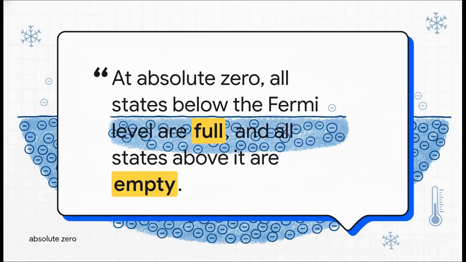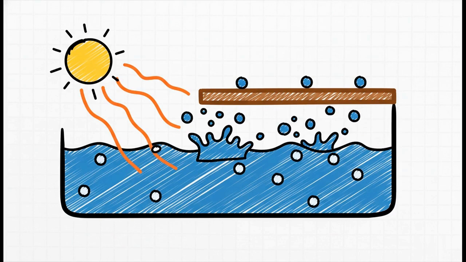To really visualize this, imagine all the electrons in a material as this huge, vast sea. At the coldest possible temperature, we're talking absolute zero, this sea is perfectly calm, totally still. The surface of that sea? That's the Fermi level. Every single energy state below the surface is filled with an electron, and every state above it is completely empty. But what happens when we add some heat?